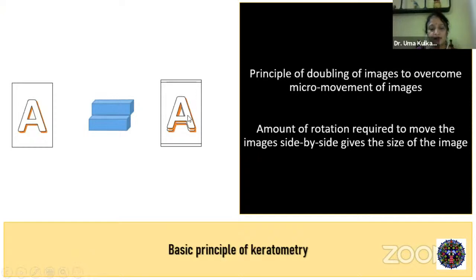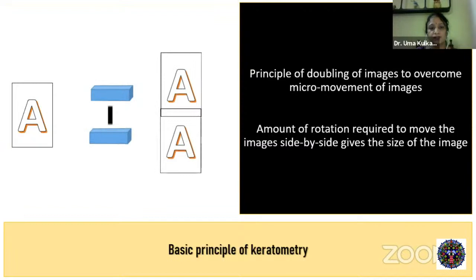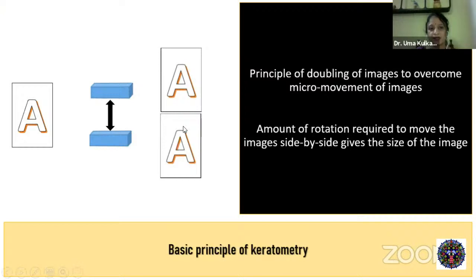By separating the two glass prisms, as the movement of the object is happening, the image also is moving, and the double images are also moving. So again, it is still difficult to measure the size of the image, but we have to find a trick for that. The trick is that if we separate these two images so that they are just touching each other, the amount of excursion required to do this will determine the size of the object. So simple it is. The principle of doubling of images is to overcome the micro movement of the images, and the amount of rotation required to move the images to get them side by side gives the size of the image. When we get the size of the image, mathematically, you can calculate the curvature of the cornea.